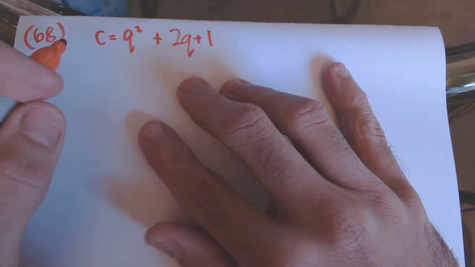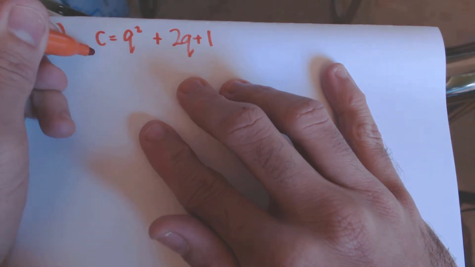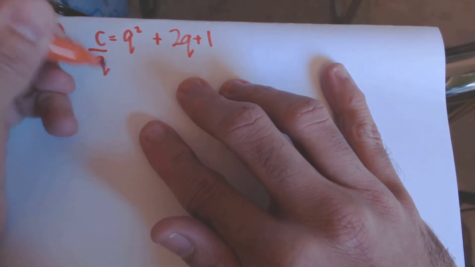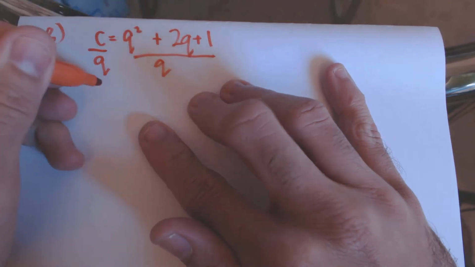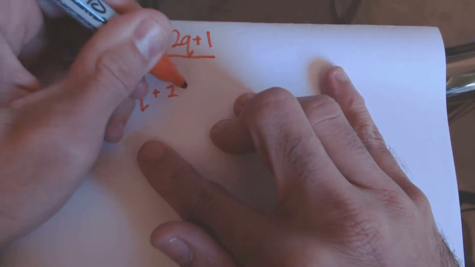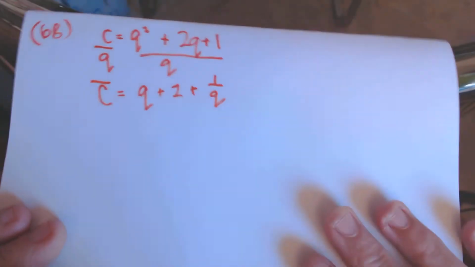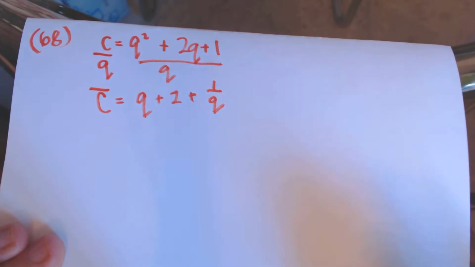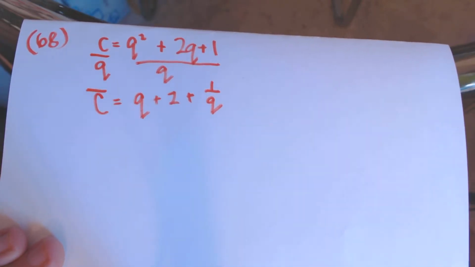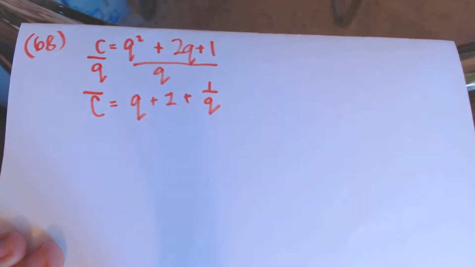Alright, so we need to turn this into an average cost function. So the average cost function is the cost function divided by q. So we have c equals q plus 2 plus 1 over q. That's our average cost function. So we're supposed to show that the average cost function is always concave up for a positive value of q.